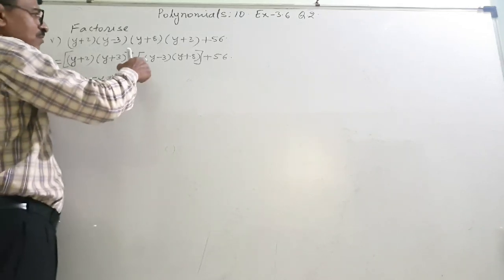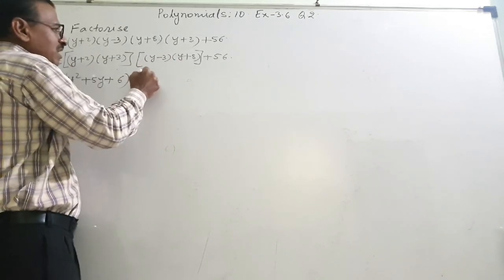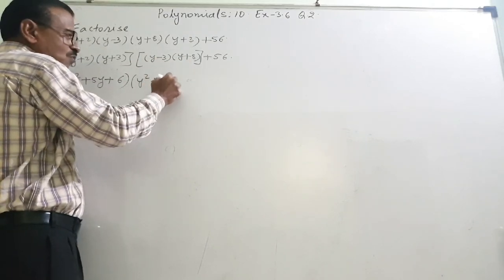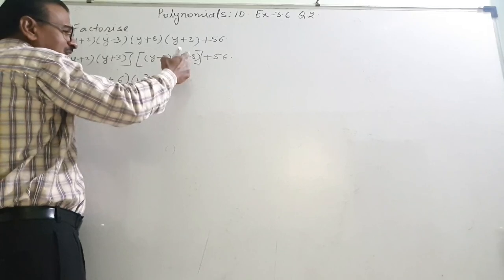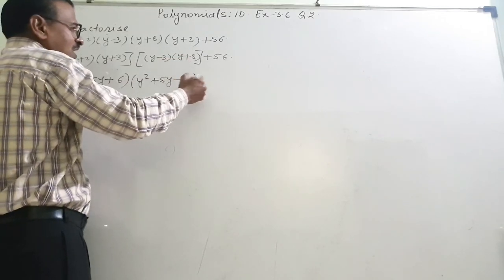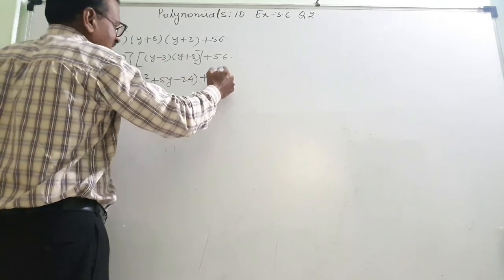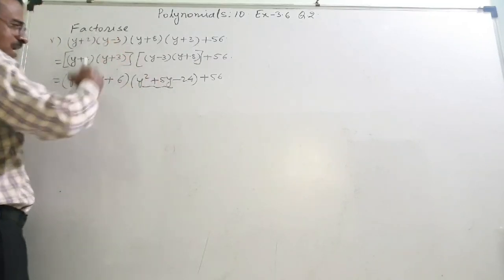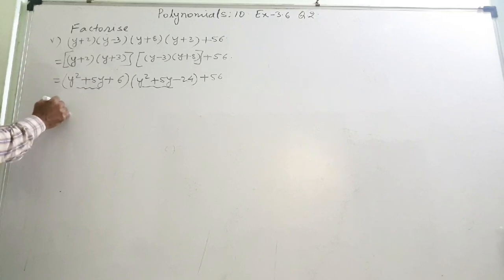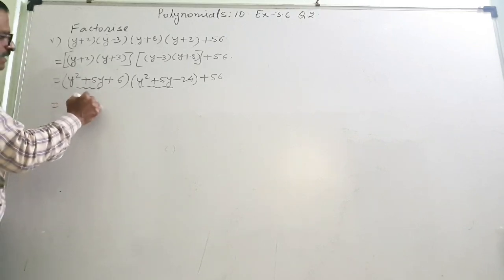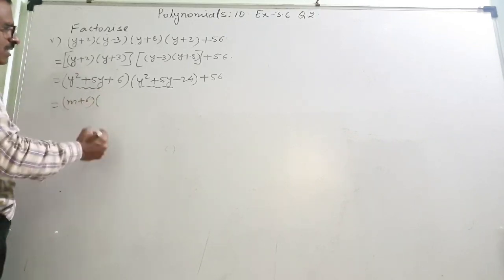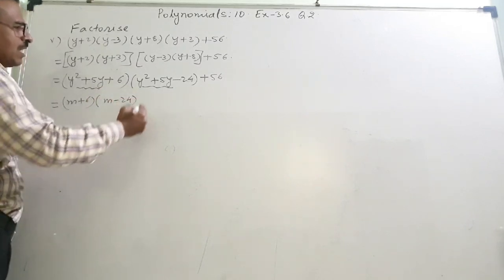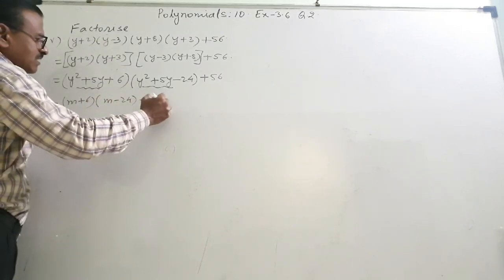Now the first term is y square. Now minus 3 plus 8 is plus 5y, minus 24, and this is plus 56. Now we have come to our standard form, this will be m, this will be m. So this is equal to m plus 6 into another bracket m minus 24, and plus 56.